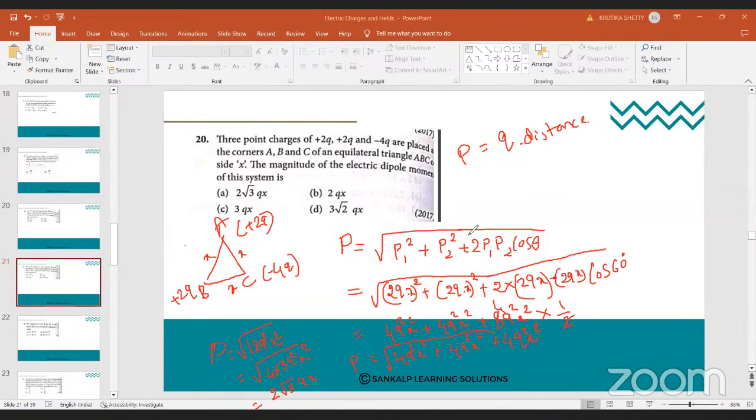Okay, clear students? So the formula is: the net dipole moment is given by under root of P1 square plus P2 square plus 2 P1 P2 cos theta. P1 and P2 values are 2QX. Substitute, and cos 60. When you simplify, you get under root of 12 Q square X square. Taking Q square X square out of the root gives QX. Taking 12 out of the root gives 2 root 3. Yes. Okay. So I hope everyone is getting the answer.